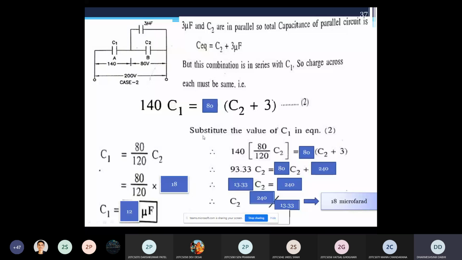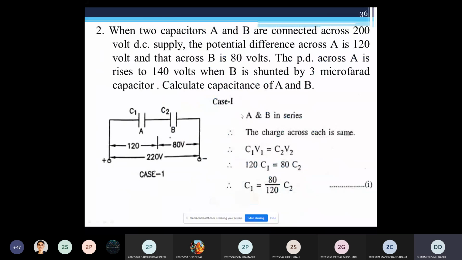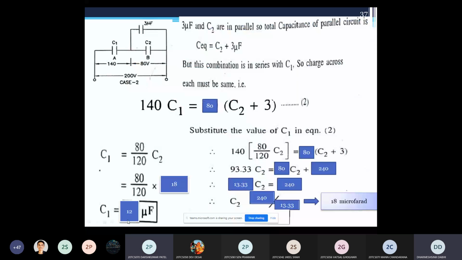Now put the value of C2 in equation number 1. This one: 5.4 microfarad into 80 divided by 120. So what is your answer, C1? 3.6 microfarad. Yes, 3.6 microfarad. Very good.